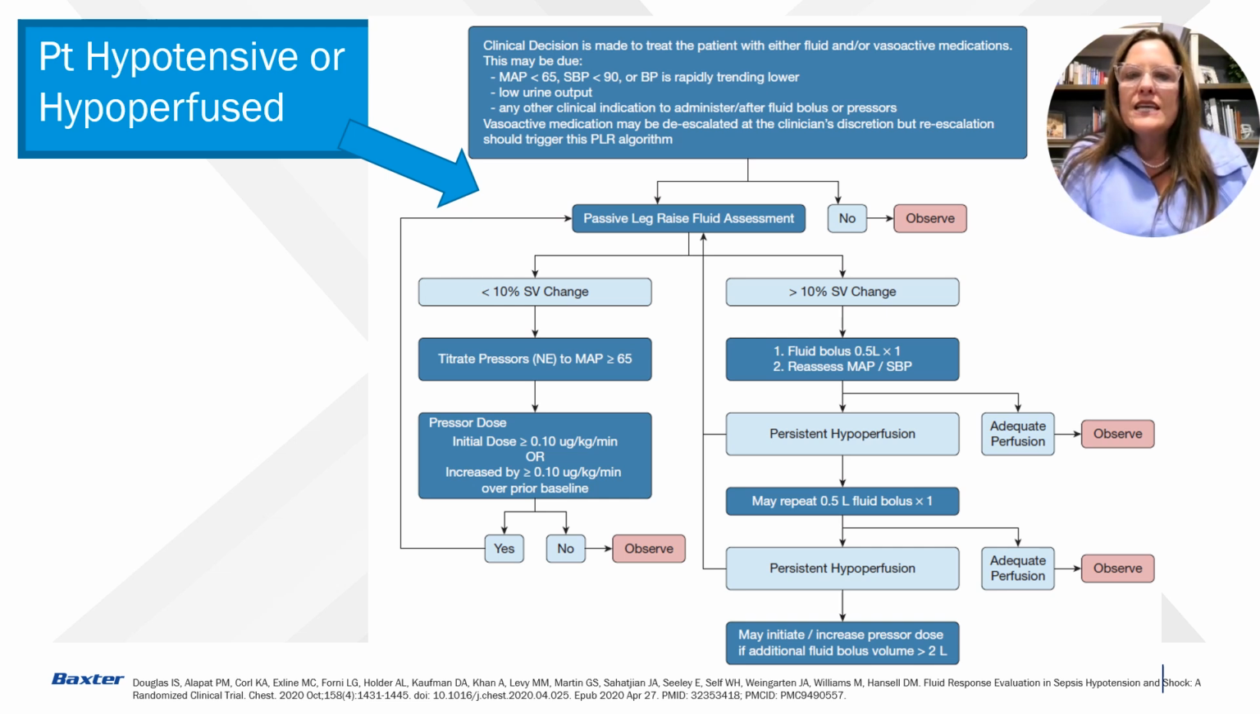And basically, I'm going to just reiterate, there's a lot of smaller words on that slide, but they looked at patients who are hypotensive or hypoperfused, and a clinical decision was made to treat the patient with either fluid or vasoactive medication. And that could have been related to different hypoperfusion characteristics, low blood pressure, low urine output, etc. Now, what they did was then they did a passive leg raise to determine if their patient was fluid responsive. And if it went to the left side where you had less than 10% change in stroke volume, then they would move straight to pressors, right? They wouldn't do the fluid because they know that the patient was not fluid responsive.